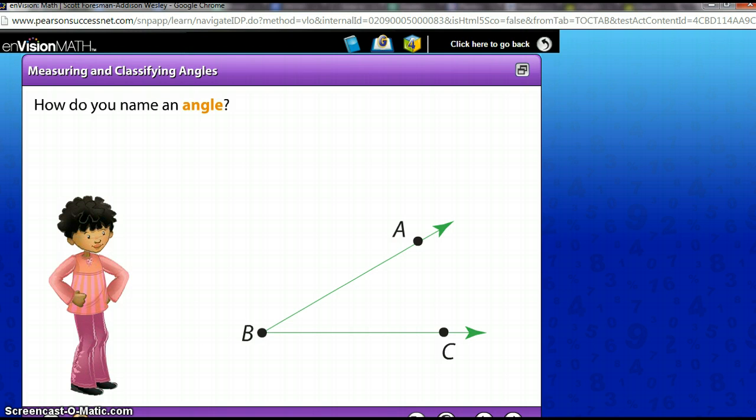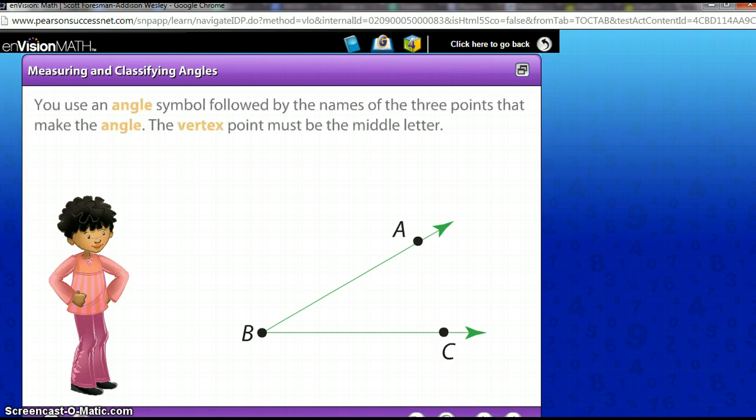Not sure? That's okay, we're going to get that. Nathan, what would you do? You write ABC and then an acute angle above it. Okay. You use an angle symbol followed by the names of the 3 points that make the angle. The vertex point must be the middle letter. I wish this was in bold print and highlighted. This is something you need to remember today. The vertex point, that's that point where they come together, the endpoint, must be the middle letter.